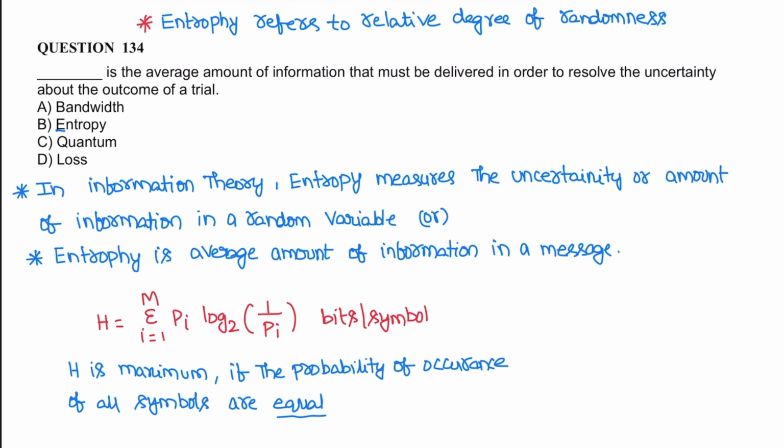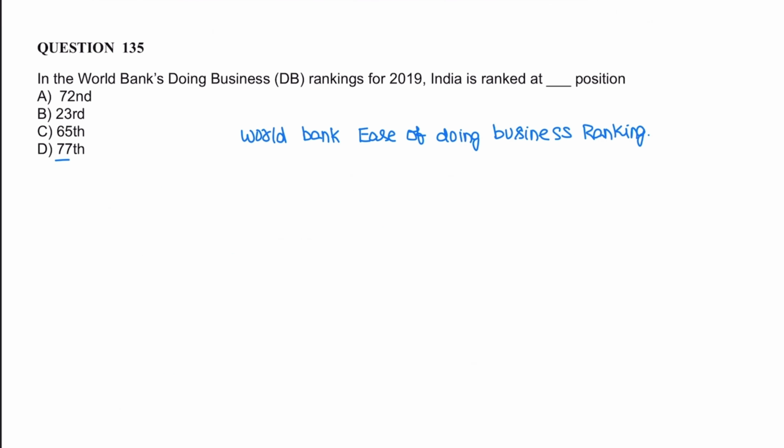Next, in the World Bank doing business ranking for 2019, India is ranked at dash position. In the World Bank ease of doing business ranking, India ranked 77th position.